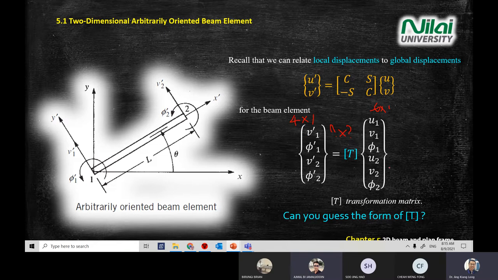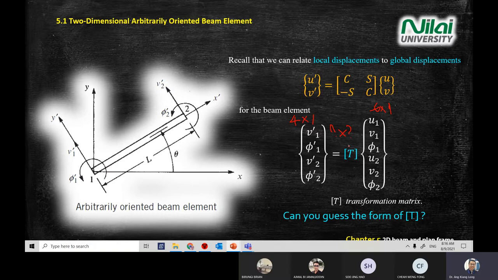This is important. This question will help you to check your answer during your exam or test, whether you get the correct formula. Ashma, you understand, right? When I write 4 times 1, what does it mean? Yeah, I know it's about the matrix form. Yes. So what is T?